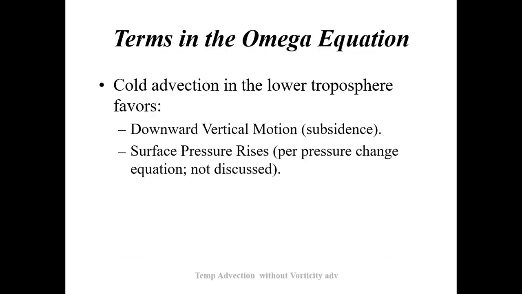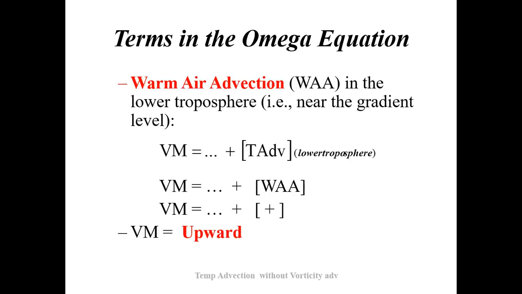So cold air advection in the lower troposphere favors downward vertical motion. A fancy term we use in meteorology to describe downward vertical motion is subsidence. You're going to get surface pressure rises because the air is much heavier and denser. It's going to add more force per unit area. That's going to cause your barometric pressure to rise.